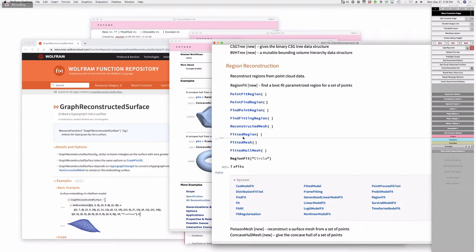So what we're doing here is fitting to a particular set of primitives. But in fact, that thing returns actual primitives, right? Yes.